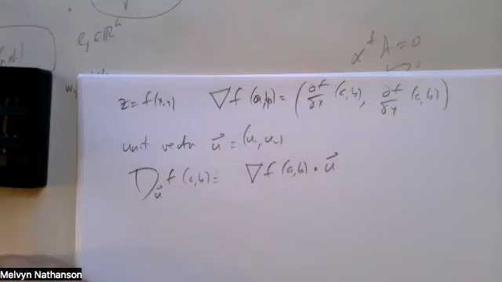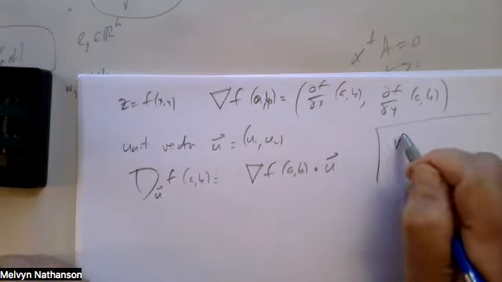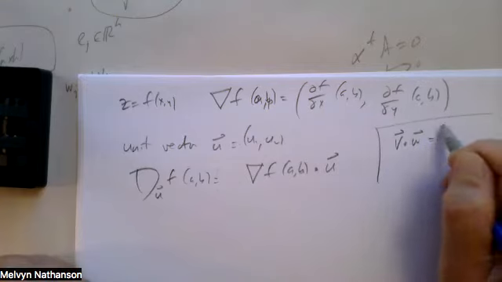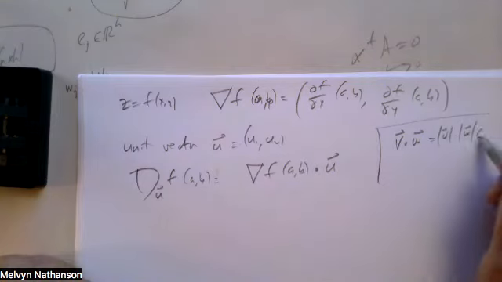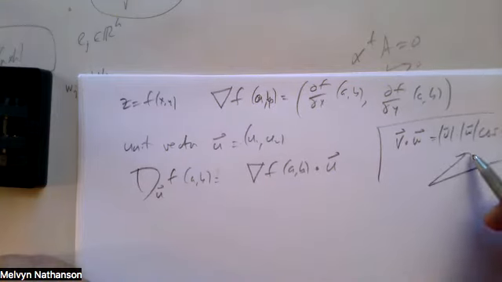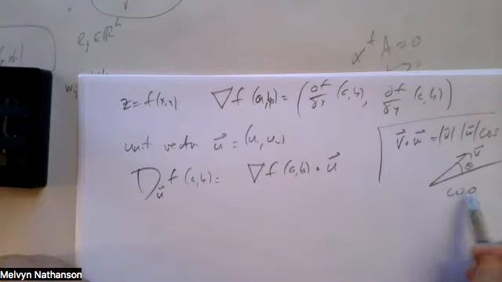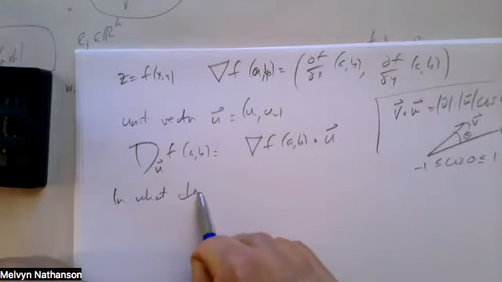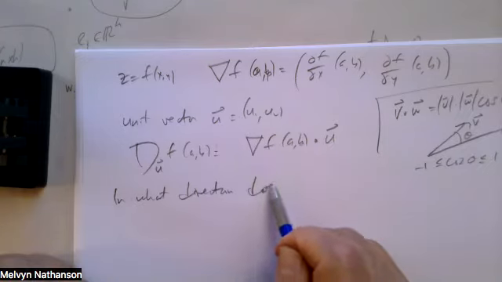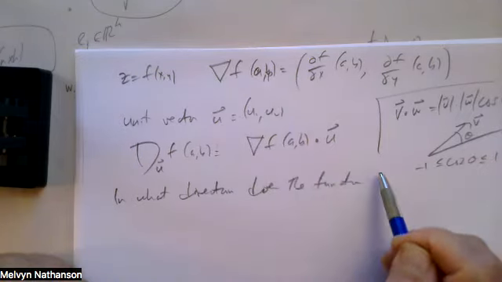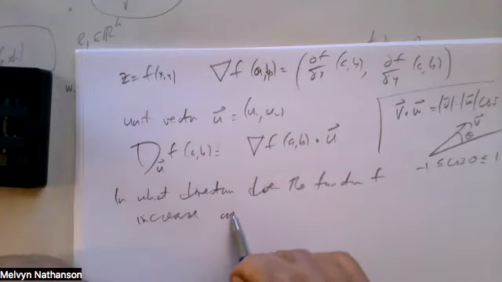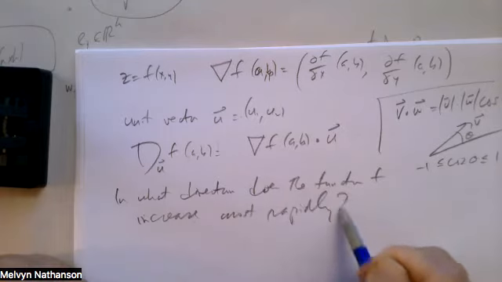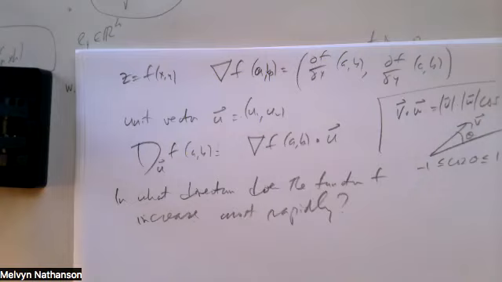Now, just to remind you about the dot product: if I have two vectors v and w and I take their dot product, this is the length of v, the length of w, times the cosine of theta, where theta is the angle between them. And cosine of theta varies between +1 and -1. So if we ask in what direction does the function f increase most rapidly? That means in what direction is this directional derivative as large as possible?